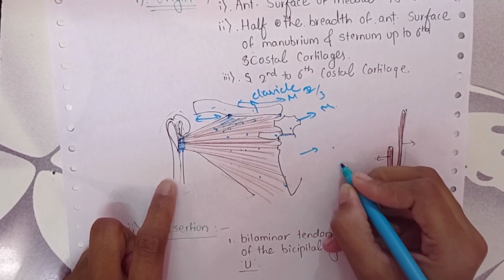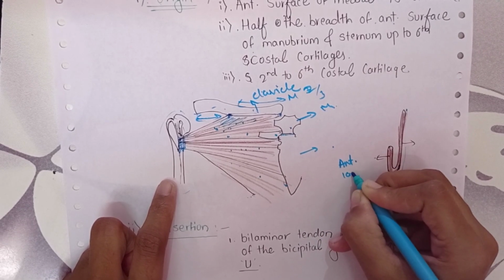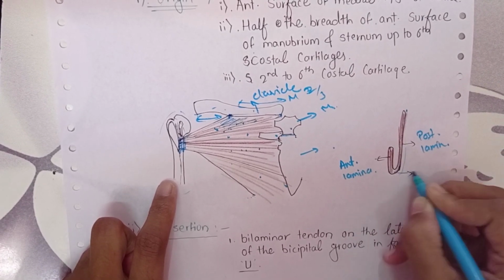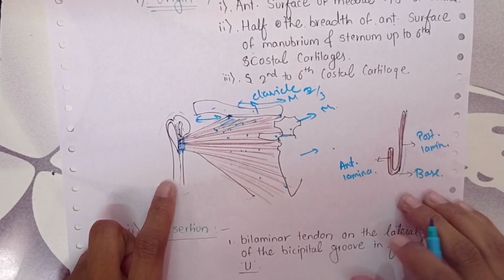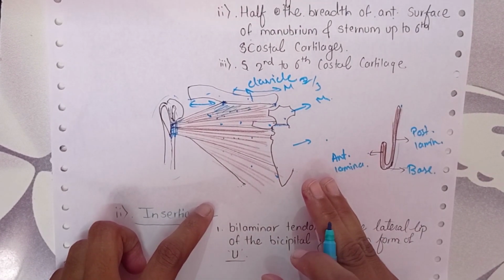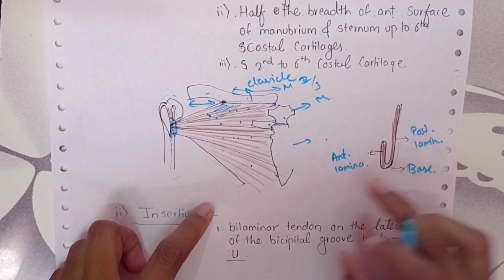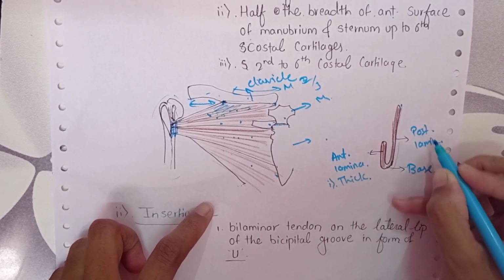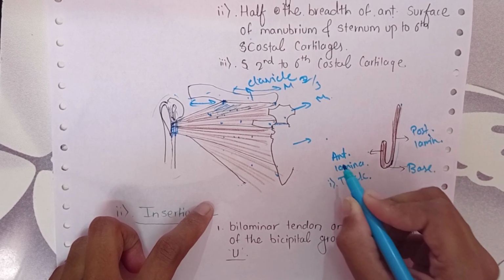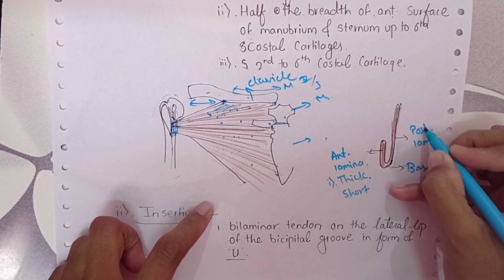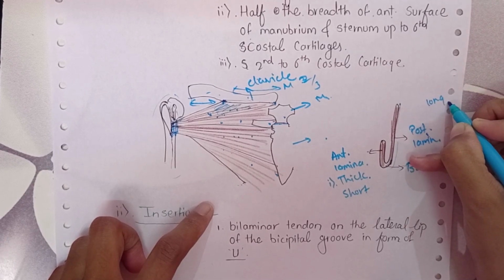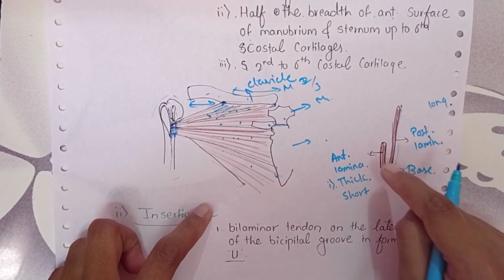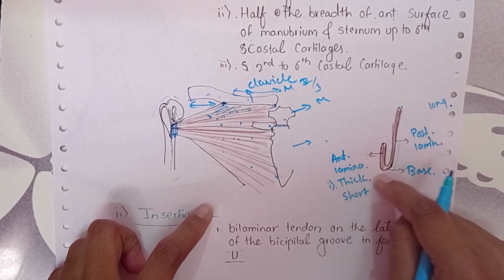Here we can name this the anterior lamina, this the posterior lamina, and this the base. We can see the difference between the anterior lamina and the posterior lamina: the anterior lamina is thick, whereas the posterior lamina is thin; the anterior lamina is short and the posterior lamina is long. In this way we can differentiate between the anterior and posterior laminae, and it forms a U shape.